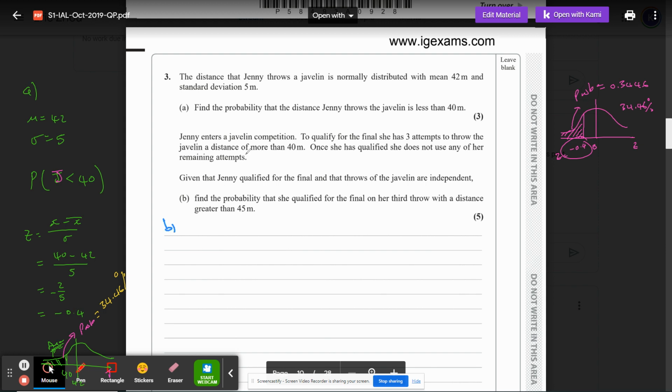For B, Jenny enters a javelin competition. To qualify for the final, she has 3 attempts to throw the javelin a distance of more than 40 meters. So we know the probability that it's less than 40 meters is 0.3446, which means the corresponding area on the opposite end is going to be 100% minus 34.46%. And that comes to 65.54%.